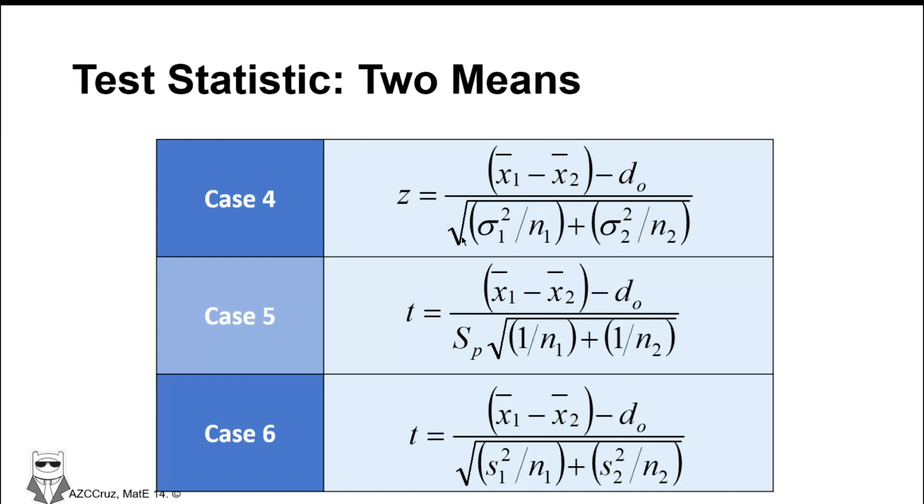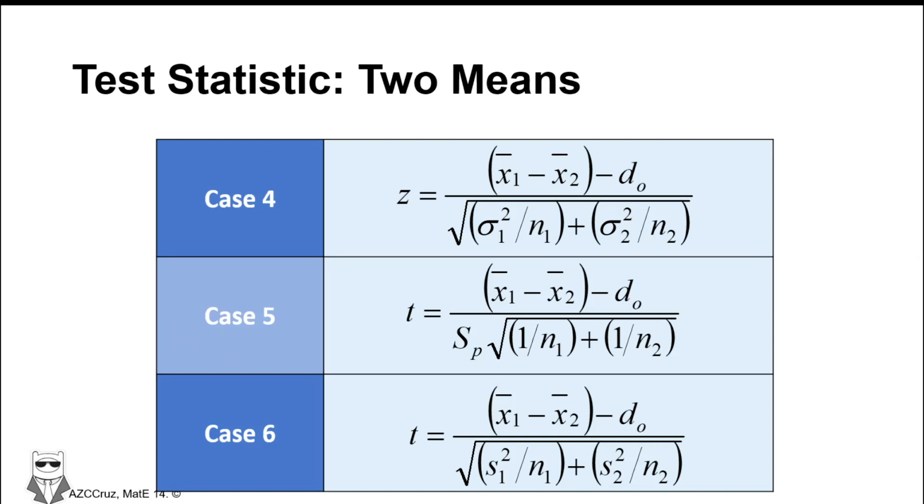So here, case 4 is when you have a known population standard deviation. Right? Then case 5 is when the population standard deviation is unknown, but the variances of the data sets are known to be equal. Right? Then case 6 is when the variances of the data sets are not equal and also not known. Okay? Those are our cases 4 to 6.